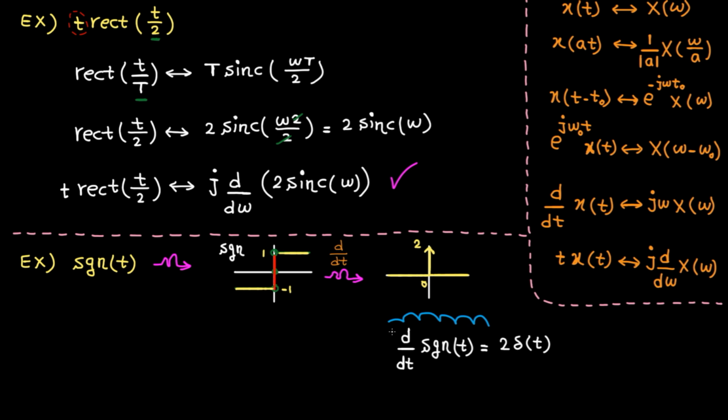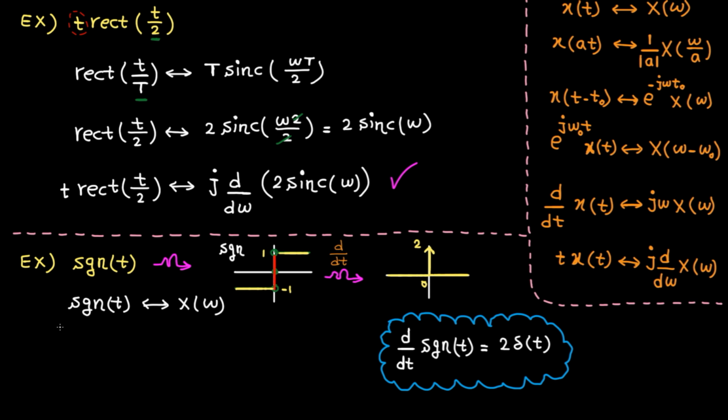Now I'm going to use this equation and time differentiation property to find the Fourier transform of sign(t). Let's say the Fourier transform of sign(t) is X(omega). The whole purpose in this example is to find X(omega). To do so, let's apply derivative to sign(t). Based on the time differentiation property, we just need to multiply X(omega) by j omega.